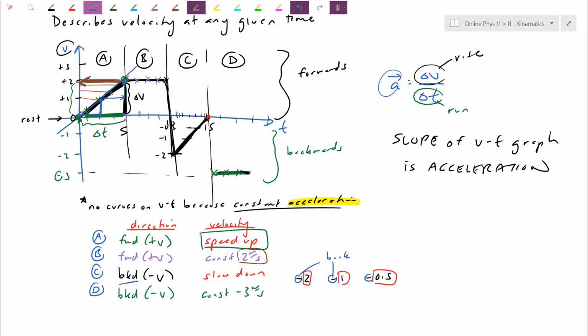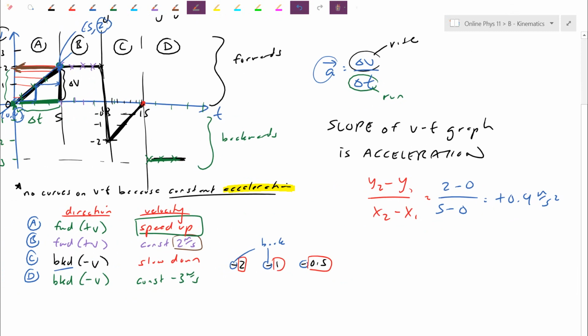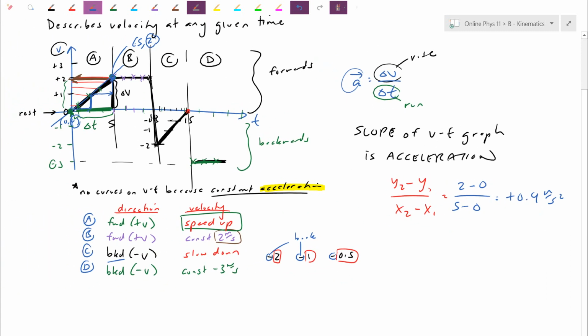All you would do is take your coordinates. This coordinate is easy to read: it's the coordinate (5, 2), x-axis 5, y-axis 2. This coordinate here is (0, 0). I can find the slope by doing y2 minus y1 over x2 minus x1. I put in y2 as my 2, minus my 0, divided by 5 minus 0. Therefore my acceleration is a constant 0.4 over that entire interval. Your speed is changing by 0.4 for every second that you travel.